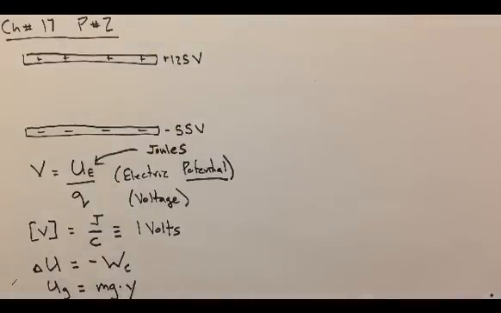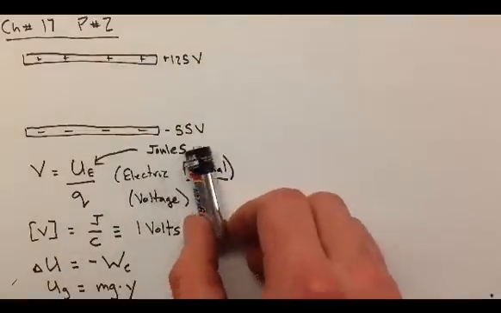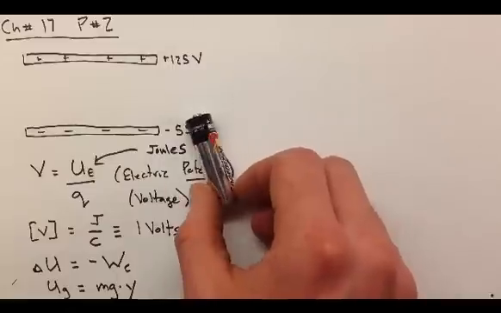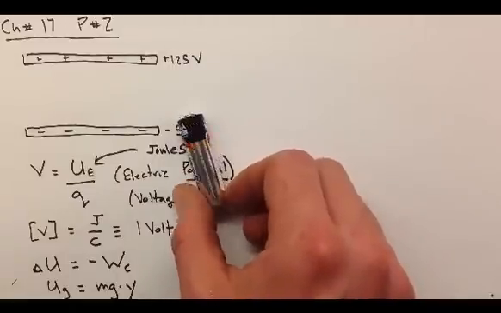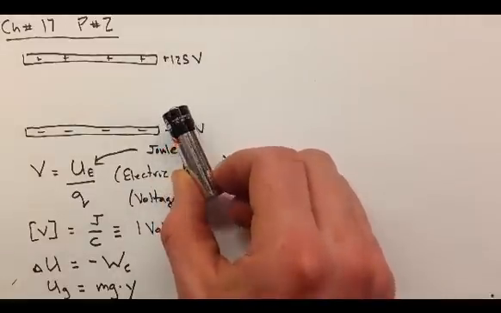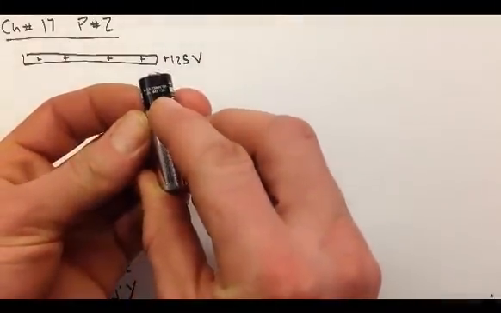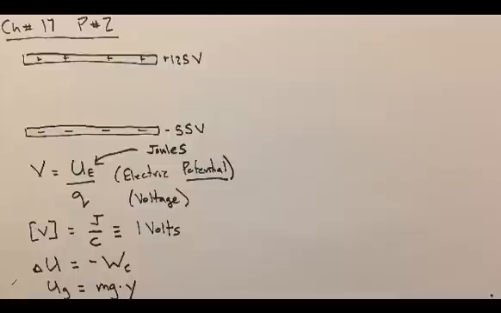Just to give you an idea of some different voltages, here's a AA battery, and you can see on there it's got a voltage of 1.5 volts. It says that on there somewhere. Right there, it's really hard to see. 1.5 volts. A car battery is 12 volts.